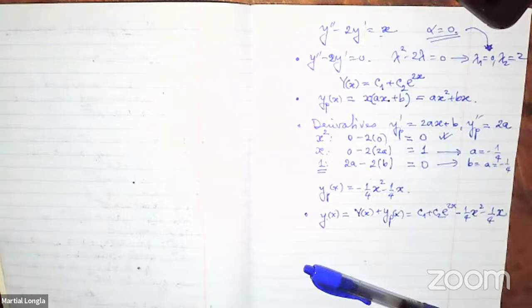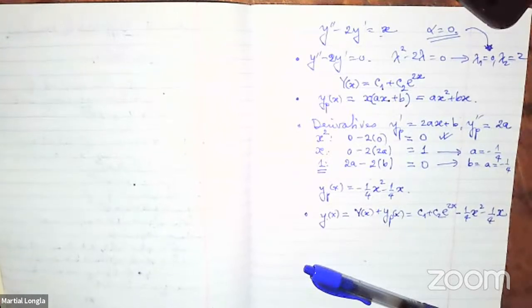Do you have any questions before we move to the next topic? Basically, we got three topics on this test: undetermined coefficients, variation of parameters, and Cauchy-Euler equations.